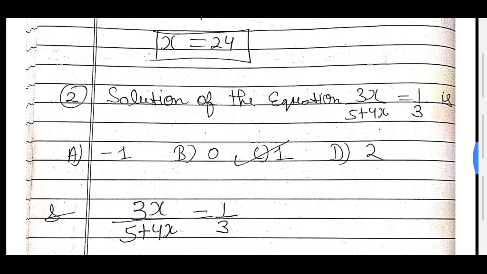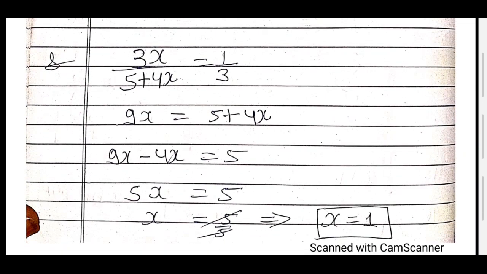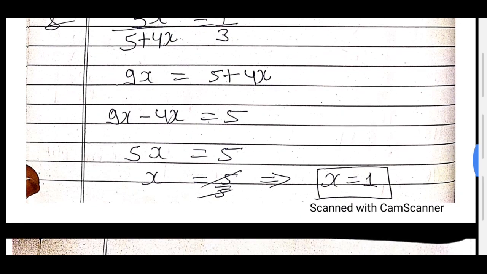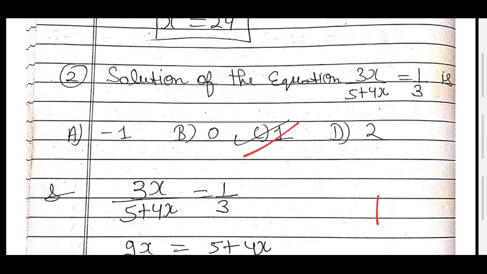Come on, question number second. Solution of the equation again you have. Now you have to solve. First 3x upon 5 plus 4x is equal to 1 upon 3. First you cross multiply. Multiply this by this, this by this. When you multiply this, 3 into 3 you get 9, 9x. When you multiply this by 1, you get the same number. Now just remove 4x, come this side, becomes minus 5 as it is. Then 5x is equal to x, and x is equal to this number goes in divide, because multiply here, when moved to this side becomes divide. Finally you get x is equal to 1. So your option C is correct.